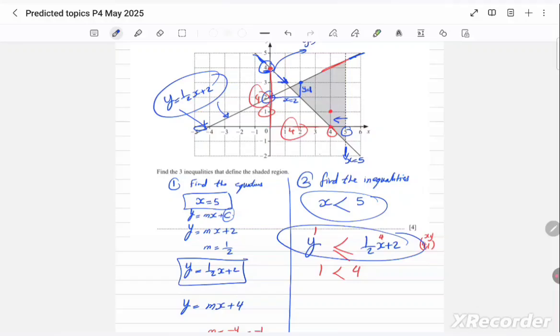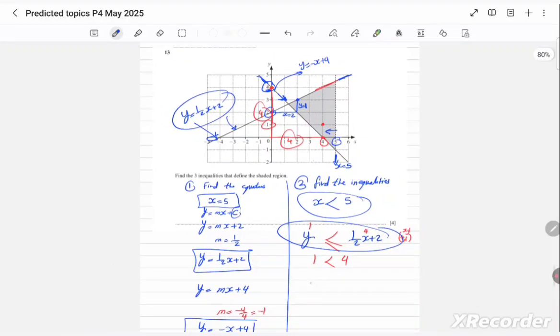So the third one, we will do the same. We have y and negative x plus 4. Let's take the same point, 4 and 1.